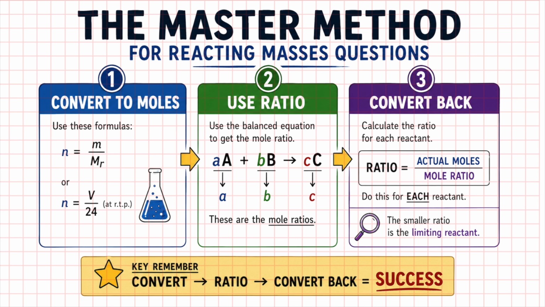Nearly every reactant masses question follows these 3 steps. First, convert to moles. Second, use the ratio from the balanced equation. And third, convert back into whatever the question wants. Mass, gas volume, particles, anything. Memorize these 3 steps and suddenly reactant masses become much easier.